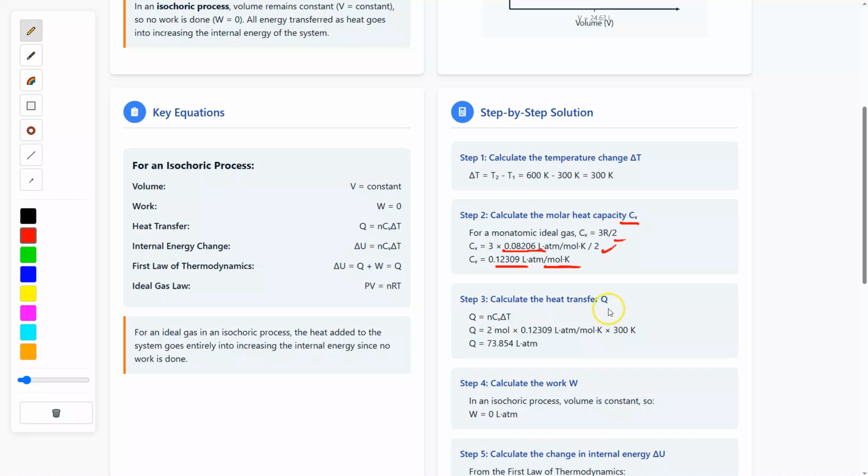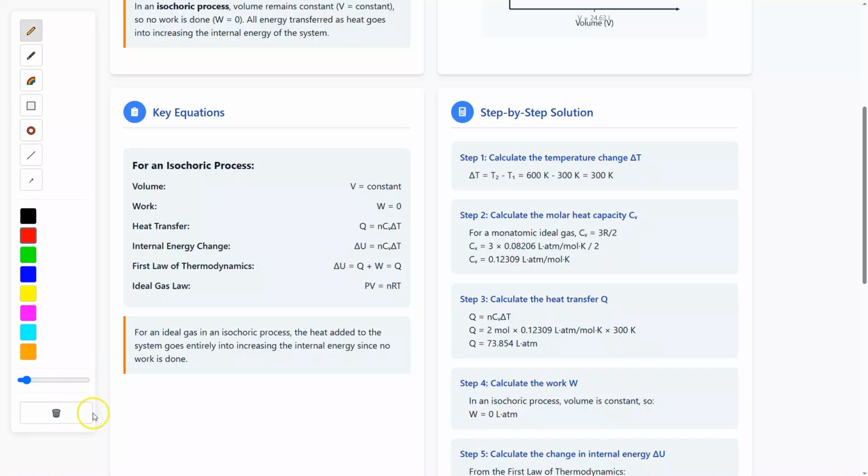Now calculate the heat transfer Q. Q is nothing but nCV del T. So n is here 2 mole. CV already we got 0.12309 liter atmosphere per mole Kelvin and del T is 300 Kelvin. We already calculated here. So ultimate Q will be 73.854 liter atmosphere. So calculate W. W, as it is a isochoric process, volume is constant, so W is 0. For isochoric process, remember W is 0.